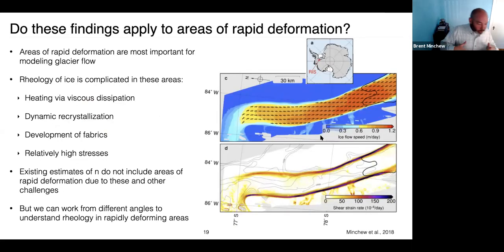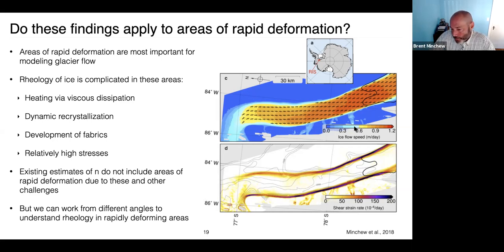So all of these conclusions that we draw from the work that Joanna was doing are really only applicable to these regions of the ice shelves that are in something that resembles a purely extensional flow, relatively undamaged ice, and so forth. There are a number of caveats that go into these things. I think it's a really important step forward, and I'm glad we were able to do it, but it doesn't fully answer the question in all of the areas that we care about, which is to say that we can still ask the question of, do these findings apply to areas of rapid deformation? Areas of rapid deformation that I would argue are the most important for modeling glacier flow, understanding rates of sea level rise, and so on and so forth.